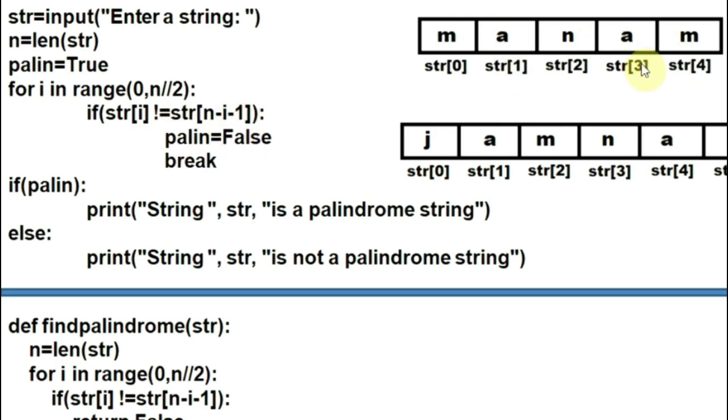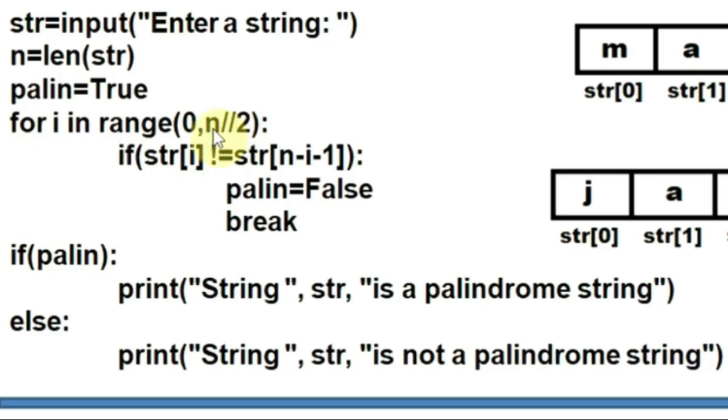But both the characters match, right? str1 matches with the str3 index location. So the next value of i will be picked up, which is 2, which is not allowed. Okay. So the for loop will get over. If palin, if the value of palin is true, the value of palin is true because this if block was not executed at all. So this if block will be executed. String manam is a palindrome string, right?